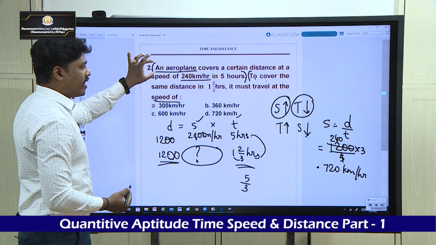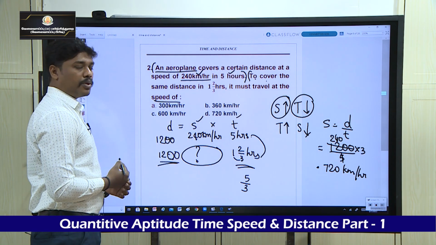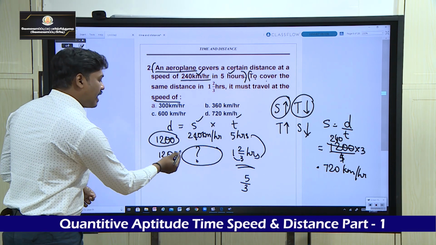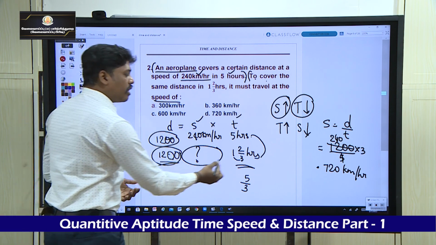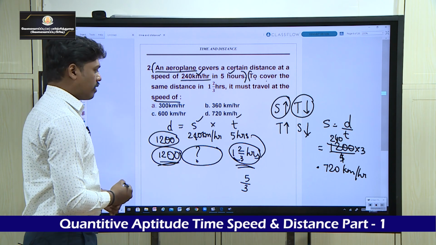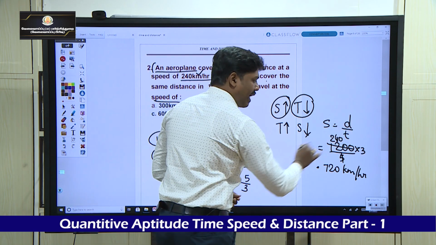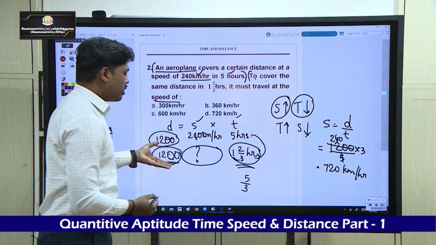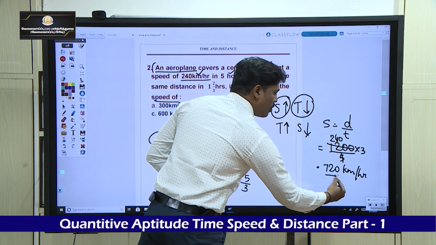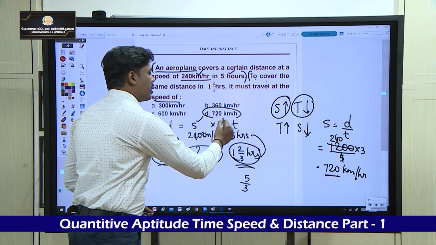So in the first part, they have given the speed as well as the time. Using that we can find the distance here. Now, the same distance has to be covered in 1 2/3 hours. They are asking what is the speed. So speed equals distance by time. Distance here is 1200 divided by 5/3. You will be getting 720 kilometer per hour. So the answer is option D here.